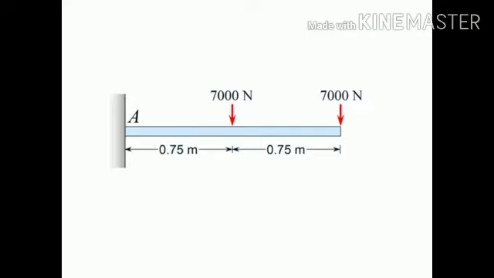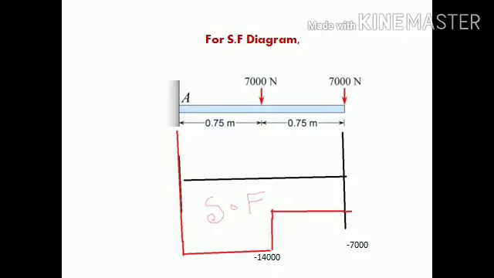It is a cantilever beam, and the load at the free end is 7,000 and at the middle of the span is also 7,000 newtons, with fixed end A, and the length of the beam is 1.5 meters. Now for the SF diagram, we draw a perpendicular line from point A and at the different points where the loads are acting: a perpendicular line from point A, another at the 7,000 load in the middle of the span, and also a line at the end of the beam.